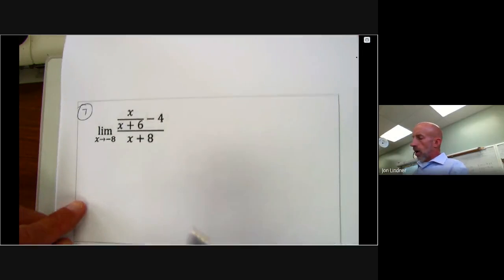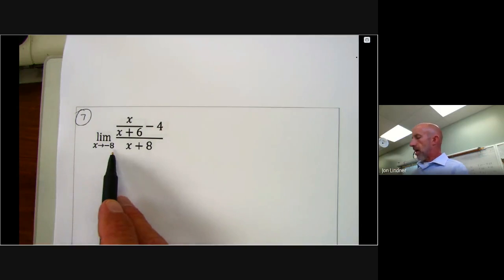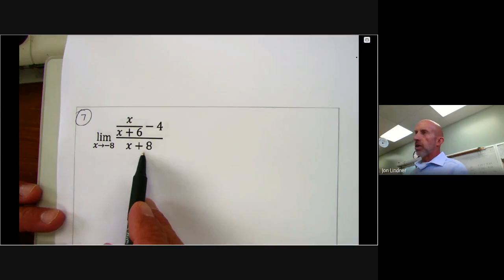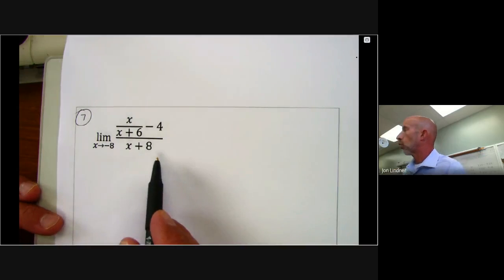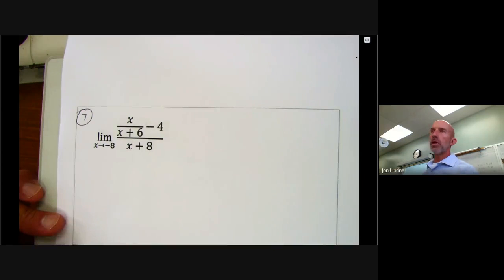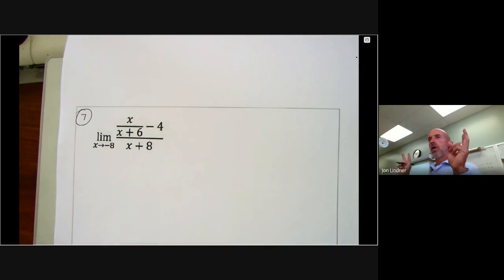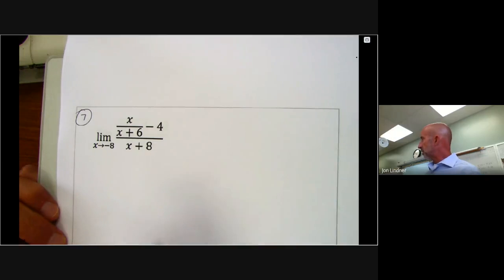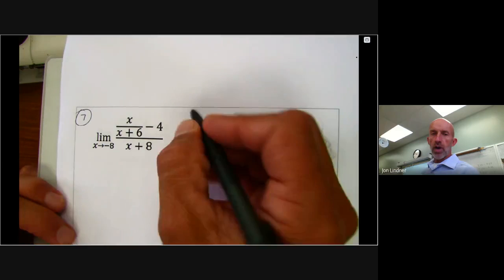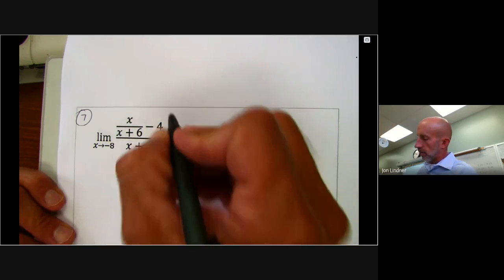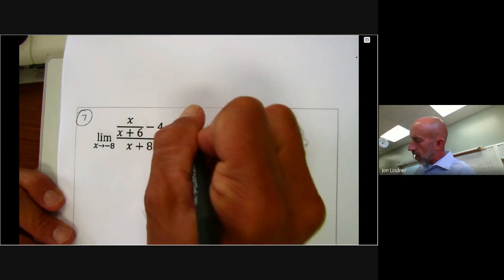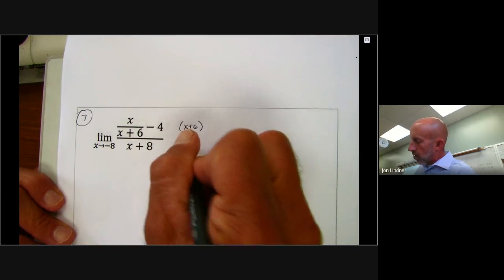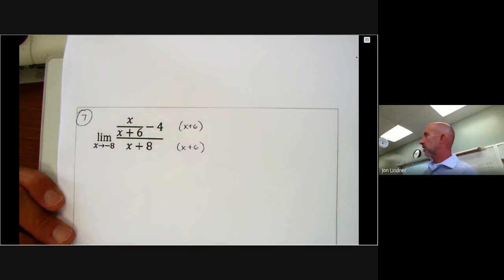So right away, if I plug in -8, I think you see we get a 0 in the denominator. We're going to have to do an algebraic manipulation here. I cannot factor it. There's nothing to factor. So this is where I show you one of the tricks of the trade for cleaning this thing up. Here's the trick. And we actually did this back in pre-calculus. Multiply the top and bottom by x plus 6.